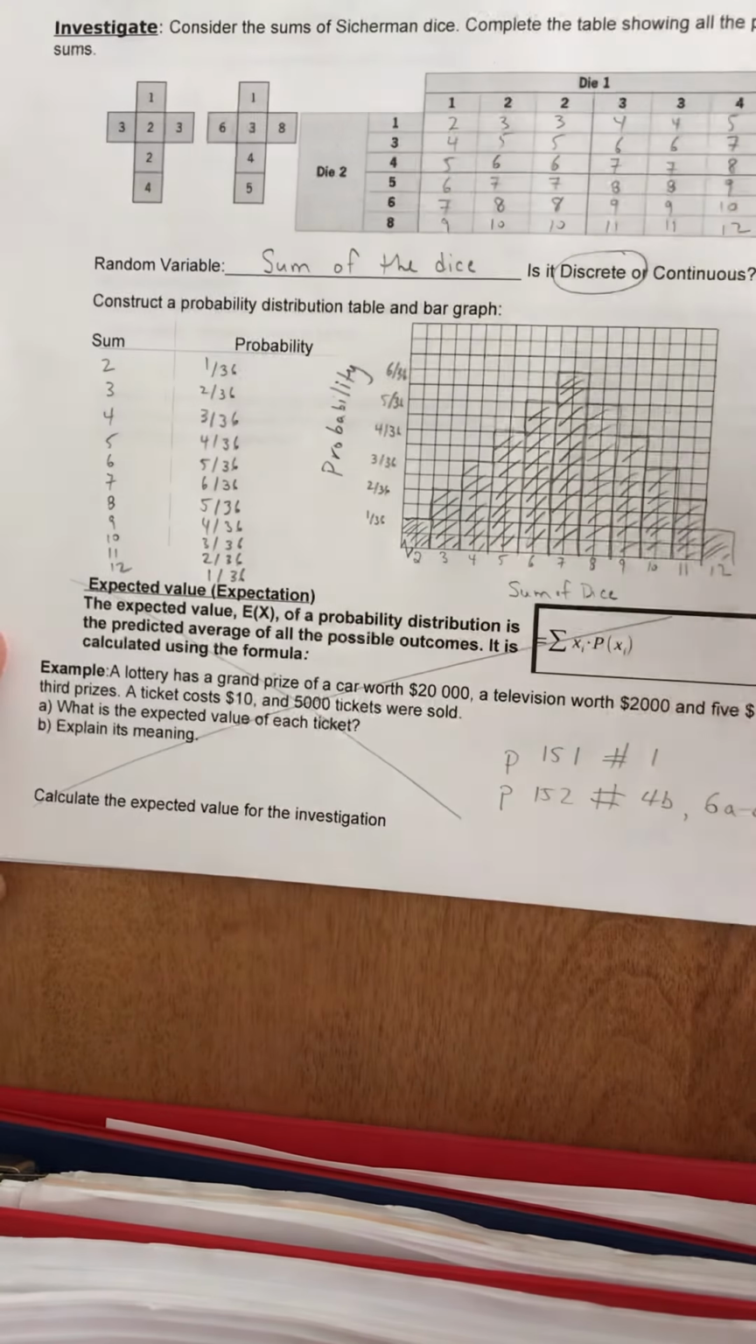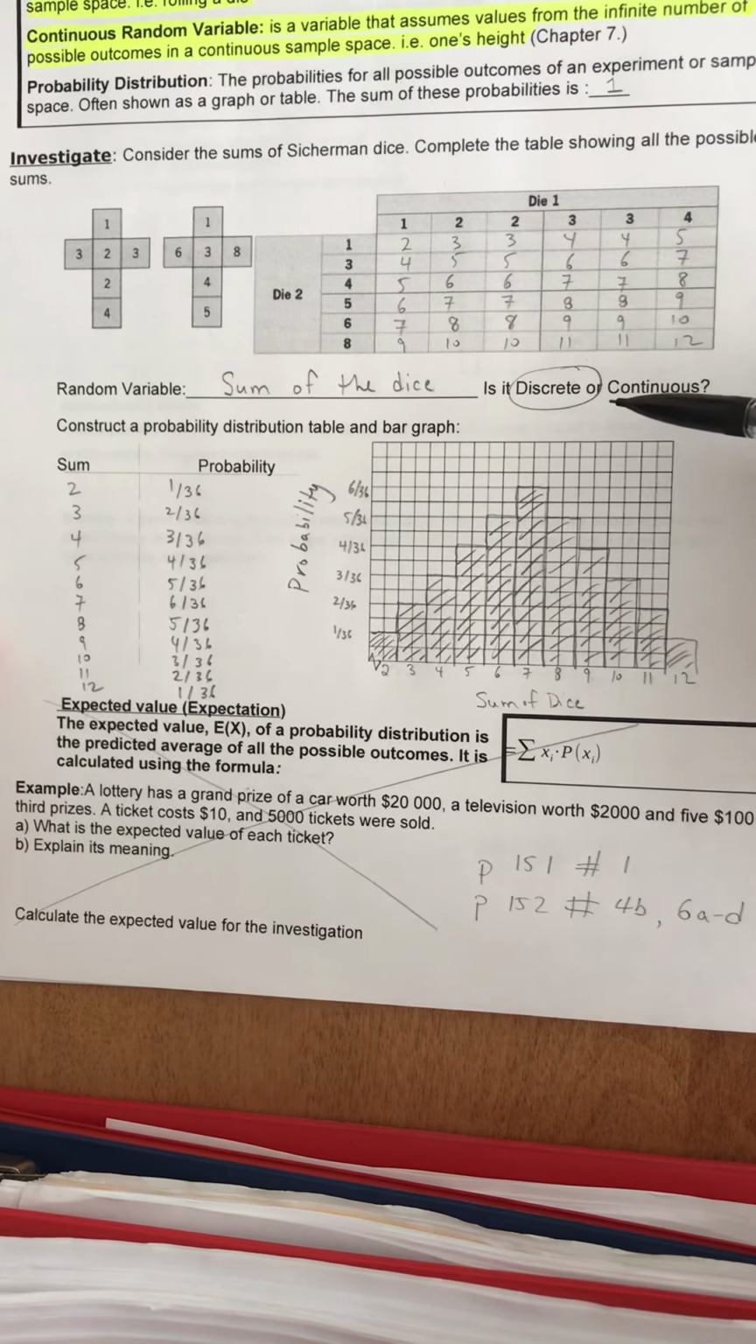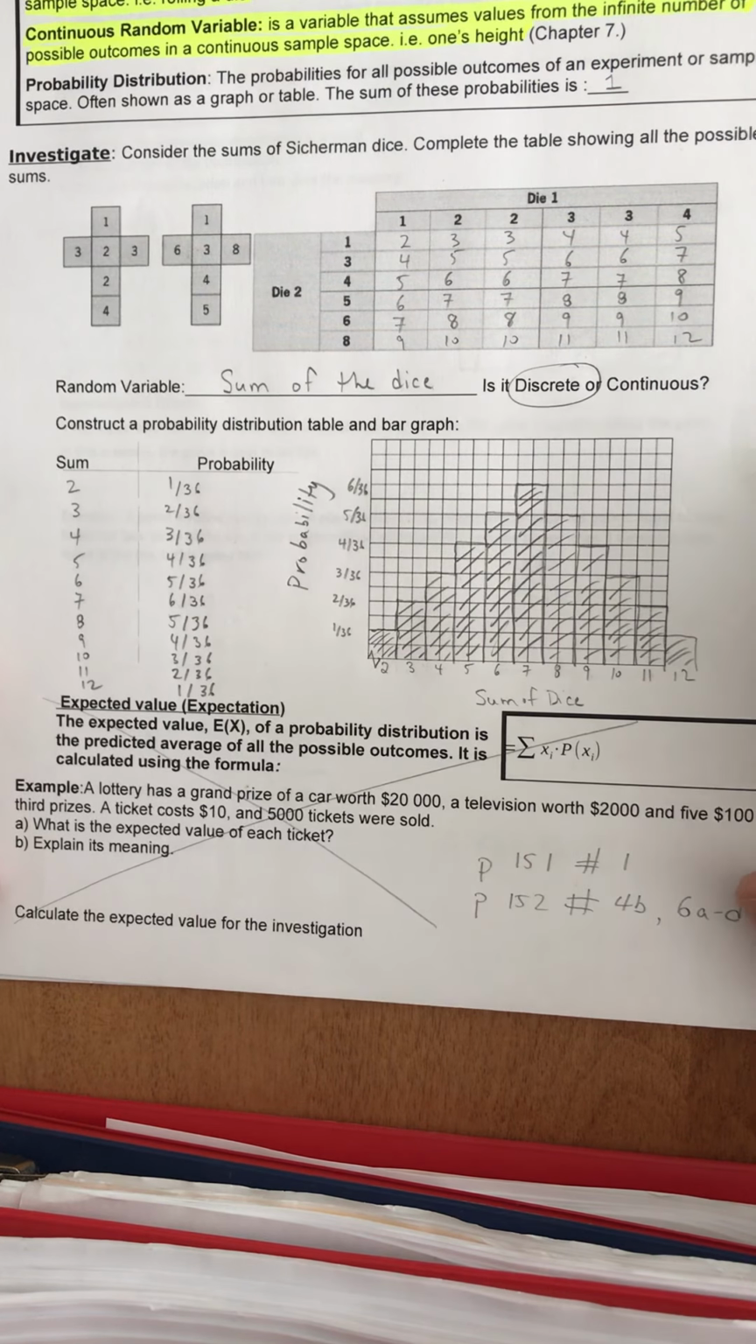The random variable in this case is the sum of the dice. This is discrete because the outcome of the dice is anywhere from 2 to 12. That's a definite and distinct number. So this is a discrete type of random variable.